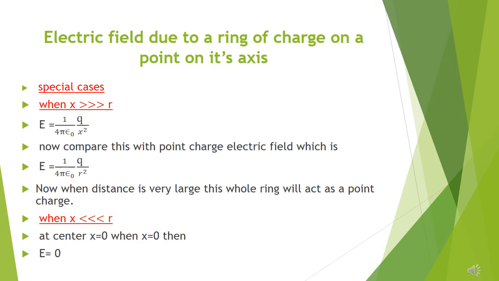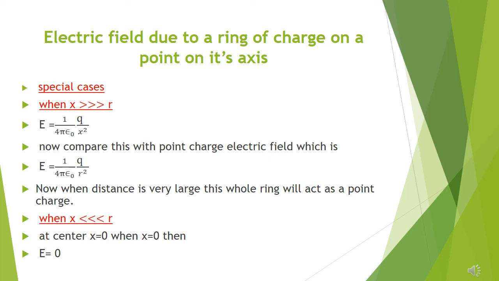Now we will consider special cases of this ring of charge. Case number one is when the distance is much greater than the radius of the ring. Then we can neglect the value of r from the equation, and the equation becomes E equals 1 upon 4 pi epsilon naught q over x square. So we have seen that when the distance is very large, this whole ring will act as a point charge.